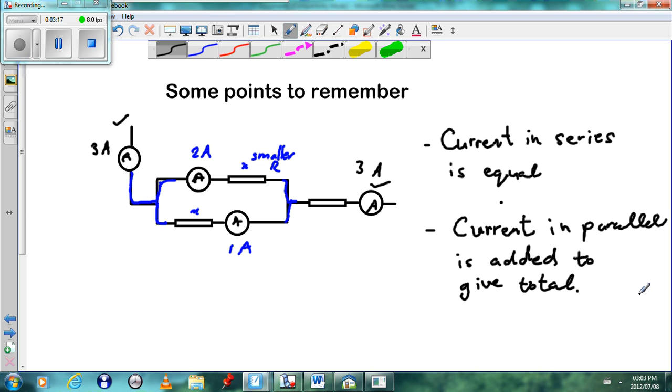Now this is very important, especially in circuit calculations, where they ask you to calculate current going through branches, and if they ask you what is the current through the main branch, etc. So what we must know is that current in series is equal and is usually equal to the total current, and current in parallel is usually added to give us the total current. Current in series is equal, we see that it is 3 amperes and 3 amperes. Current in parallel is added, 2 plus 1 gives us 3. So that's the first aspect to remember.